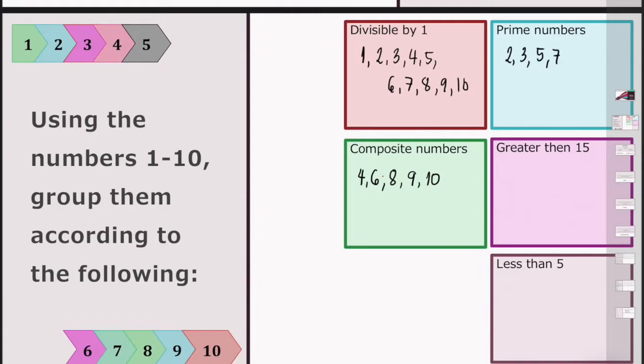Now for the next group, greater than 15. And we know there is no given number that is greater than 15. So we'll leave it blank. And lastly, less than 5. So let's list down the numbers less than 5. Those are 1, 2, 3, 4. 5 is not included because we only use the word less than, not less than or equal to.